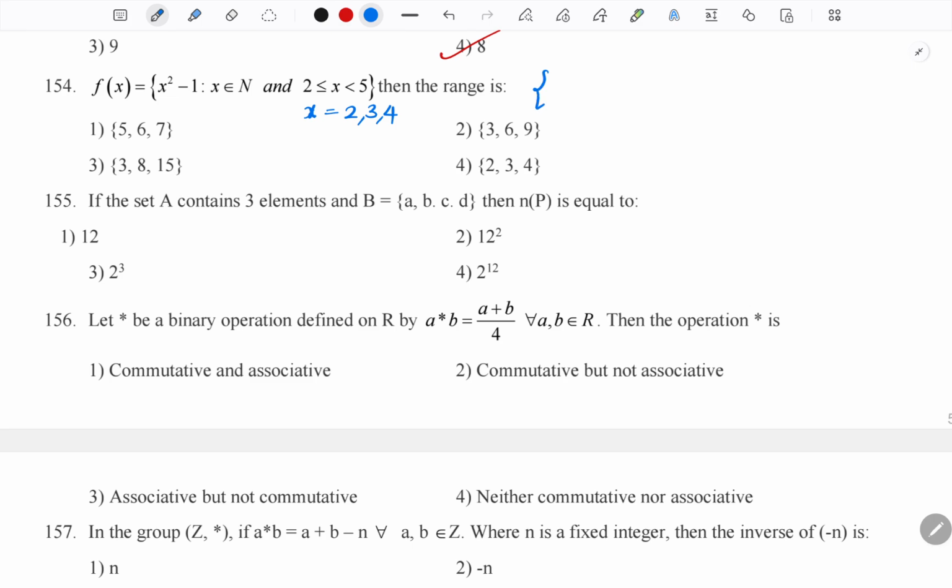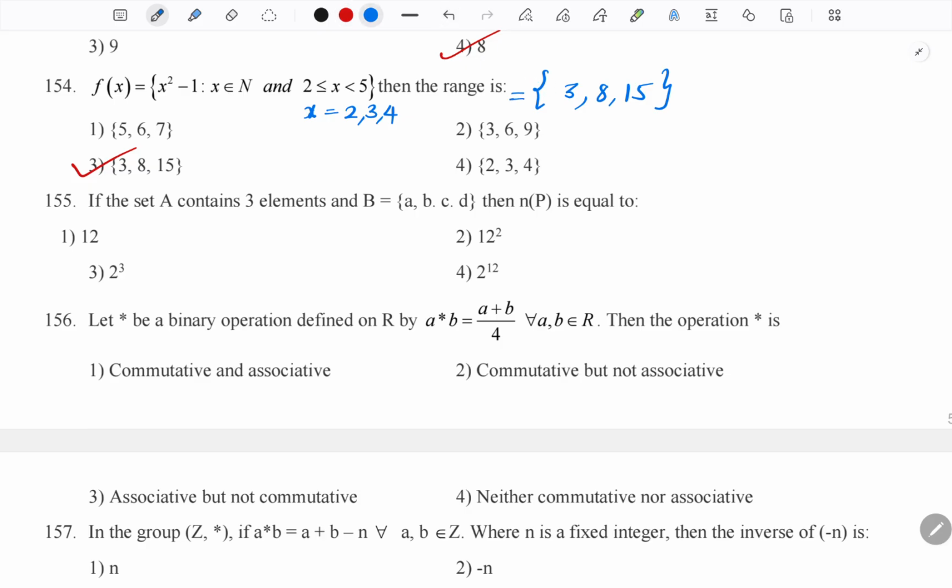Now first x equal to 2. Substitute here x equal to 2, 2 square minus 1, what is the first answer? 3. Then 3 square minus 1 is 8, then 4 square minus 1 is 15. That is the range of the answer. Then which one is correct? 3, 8, 15, so option 3. So this is the range of the given problem.